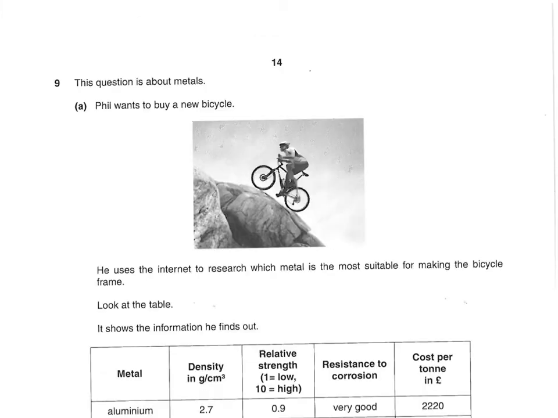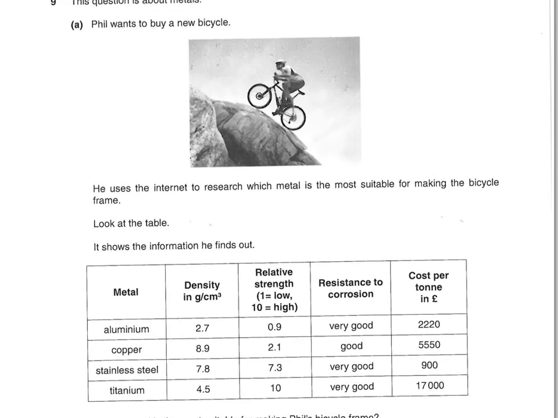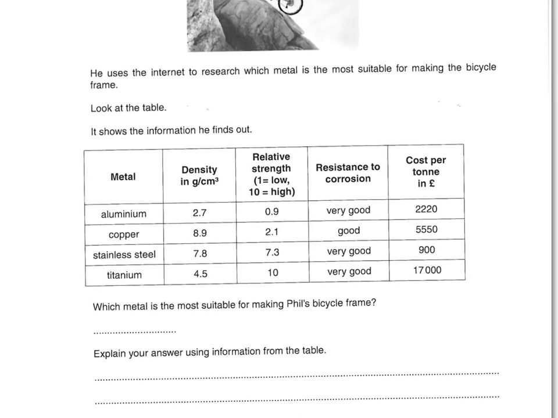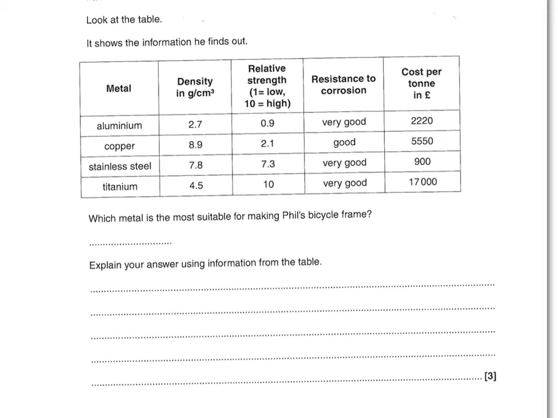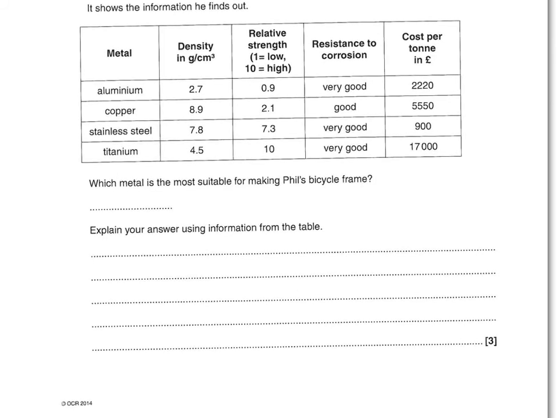This question is about metals. Phil wants to buy a new bike. He uses the internet to research which metal is most suitable for making the bike frame. Look at the table. Which metal is most suitable for making Phil's bike frame, and use information to explain. So you don't get a mark for suggesting the metal, but you get a mark for saying the reason. So you could actually say any of them, as long as you put some reasons, but actually some of them are worth less than others.